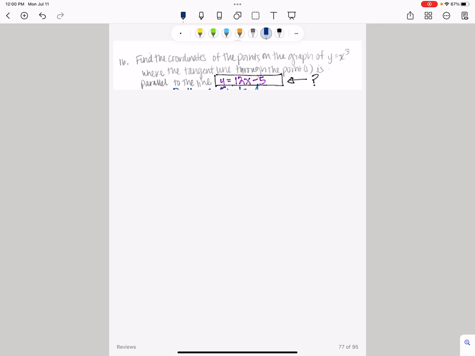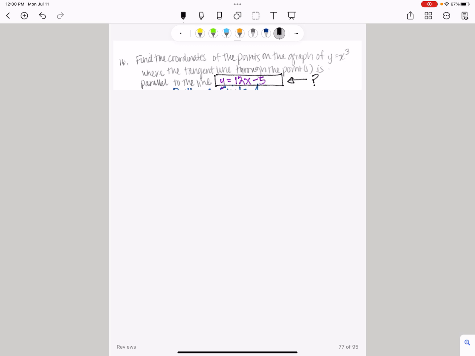Okay, this problem number 16 appears in the review, but it is incomplete and therefore does not have an answer on the answer key. So I just made up an equation of a line, y equals 12x minus 5. You can see I did that right here. It says find the coordinates of the points on the graph of y equals x cubed, where the tangent line through the points, potentially more than one, is parallel to the line, and then it didn't have an equation of a line. So when I wrote this review, I neglected to finish the problem.